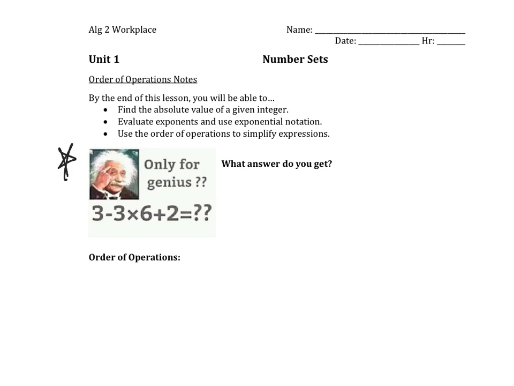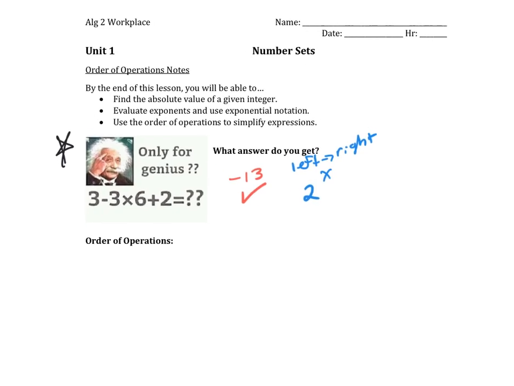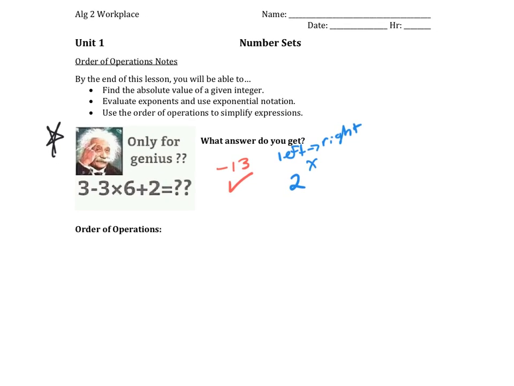All right, so if you got negative 13, that's correct. That's the right answer. Congratulations, you're a genius. If you didn't get negative 13, that's okay. That's what these notes are for. If you got 2, that just means you went left to right, and you didn't do the order of operations. You just did whatever came first. So that's not the way we do it. But it's okay. Again, we're going to learn. It's okay if you got it wrong.